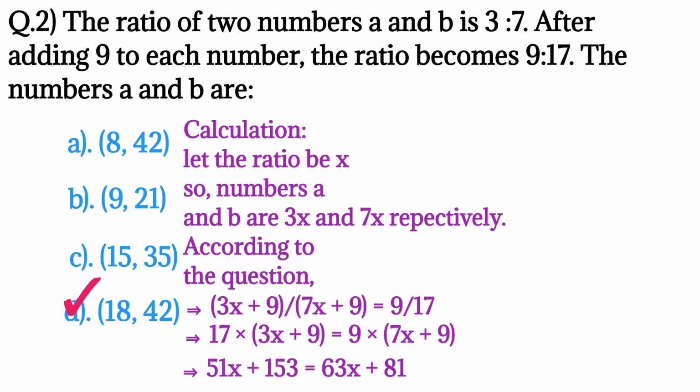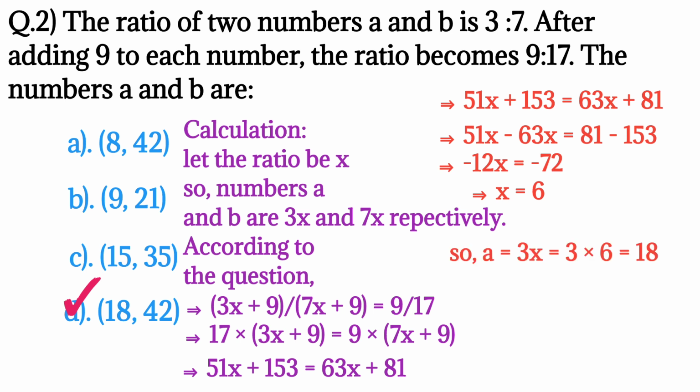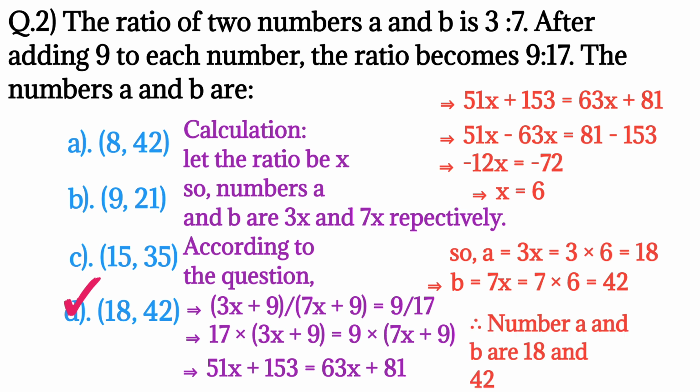इसको इस तरह सॉल्व करेंगे। 51x + 153 = 63x + 81. इसी तरह हम 63x को 51x की तरफ शिफ्ट करेंगे, कांस्टेंट दूसरी तरफ शिफ्ट करेंगे तो ये हमारे पास x = 6 आता है। सो A = 3x, तो x की जगह फिर 6 पुट करते हैं तो ये हमारे पास बन गया 18। Numbers A and B are 18 and 42.